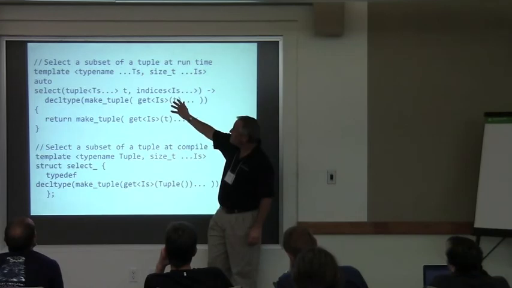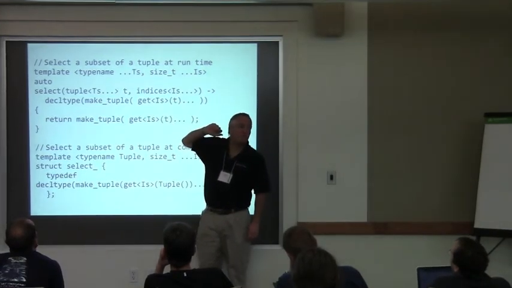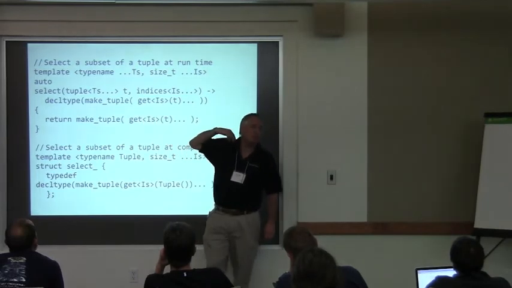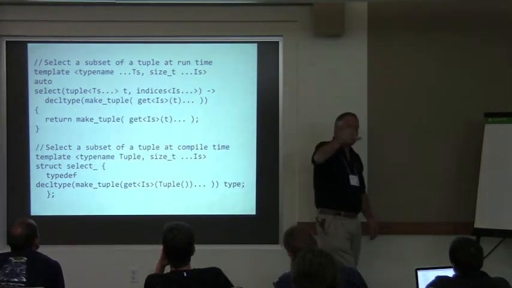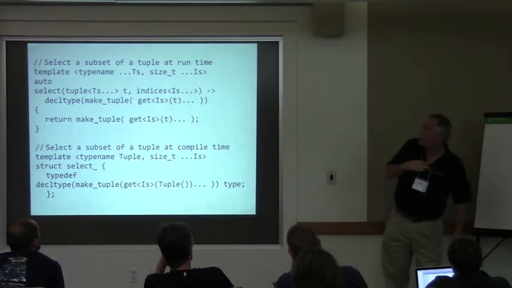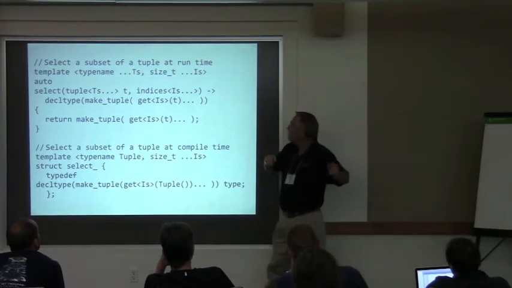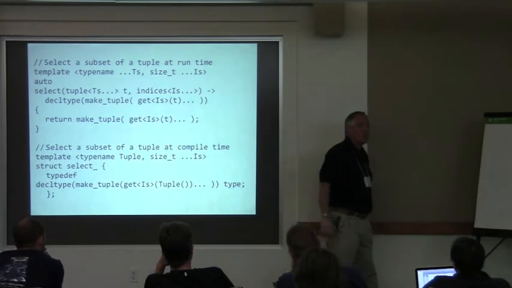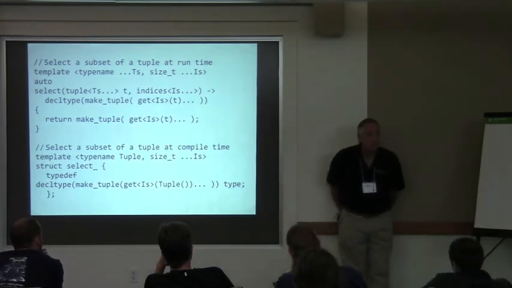The question was, basically, there's a complete lack of move semantics in this example, and I agree. If I was writing this for production code, there would probably be rvalue references and std::forward throughout it. But he was worried about if you could get into a loop where you were calling move over and over again on something.